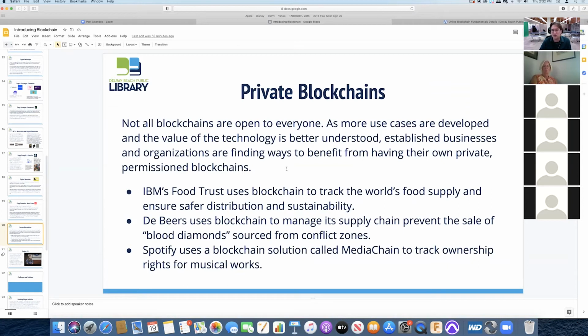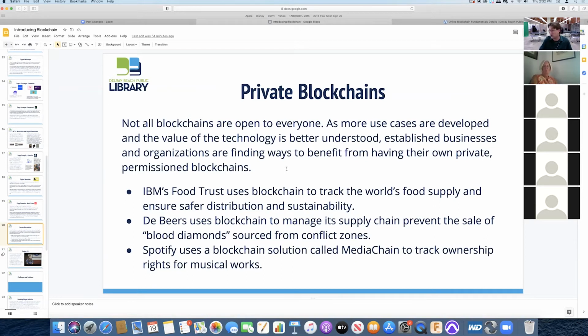IBM's Food Trust uses blockchain to track the world's food supply and ensure safer distribution and sustainability. It's also partnered with Maersk in a separate project that kind of just focuses on global supply chains in general. De Beers is using blockchain to manage its supply chain of diamonds to prevent the sale of blood diamonds sourced from conflict zones. Spotify uses a blockchain solution called Mediachain to track ownership rights for musical works.